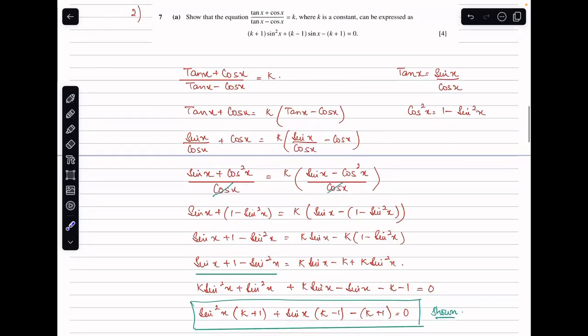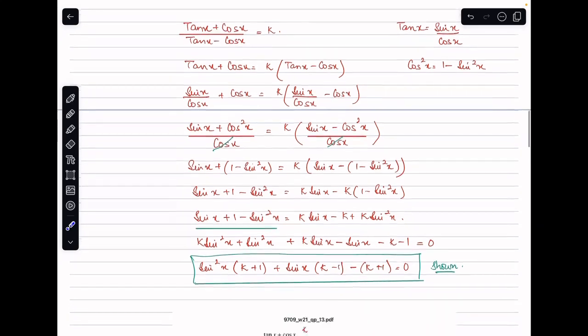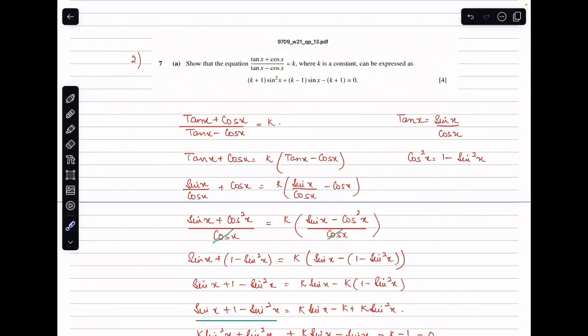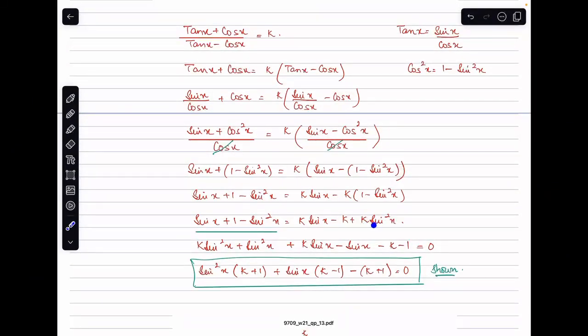If I simplify this equation, it becomes sin x plus 1 minus sin square x, which equals k times sin x minus k times 1 minus sin square x. Solving further, sin x plus 1 minus sin square x is equal to k sin x minus k plus k sin square x. So the required equation wants k plus 1 sin square x. I do have a k sin square x here.